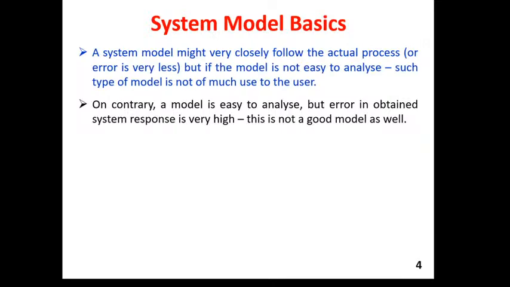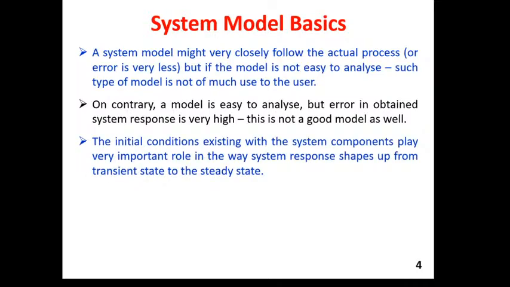The two cases you might find on the screen are contradictory. In the first case, the model is very correct, but it is not easily analyzable. In the second case, it is very easily analyzable, but it is producing quite a lot of error. Both these cases are not a proper system model. There is a trade-off between system complexity and analyzability. An ideal model should produce as little error as possible, and at the same time we should be able to analyze it quite easily.